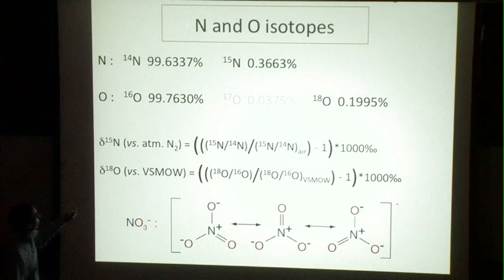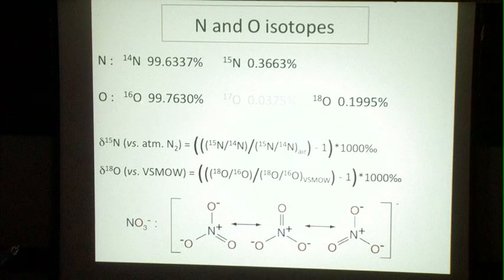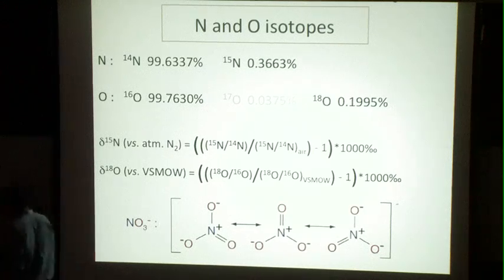Okay, so two stable isotopes of nitrogen, N14 and N15. For oxygen, we're just going to be focusing on two of them. So we're going to be looking at the N15 to N14 ratio of nitrate and the O18 to O16 ratio of nitrate. We describe these in terms of their delta N15. A higher delta N15 has a higher N15 to N14 ratio. A higher delta O18 has a higher O18 to O16 ratio. And sorry, this is nitrate down here, NO3 minus, you've seen before.